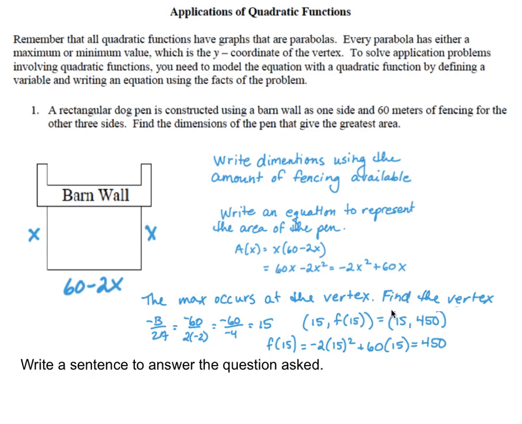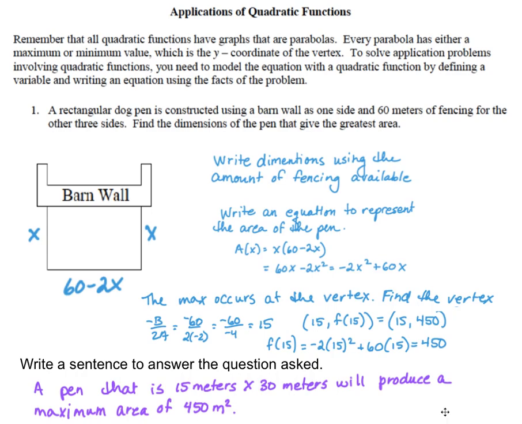Now, it's really important to write your answer in context. 15 is the number of meters x is. 450 is the maximum area. So we're going to write a sentence making sure that we're answering the question asked: find the dimensions of the pen that give the greatest area. And I'm going to add one thing to it. I'd also like you to mention exactly what that greatest area is. Write your sentence. When you're ready for the answer, press play.